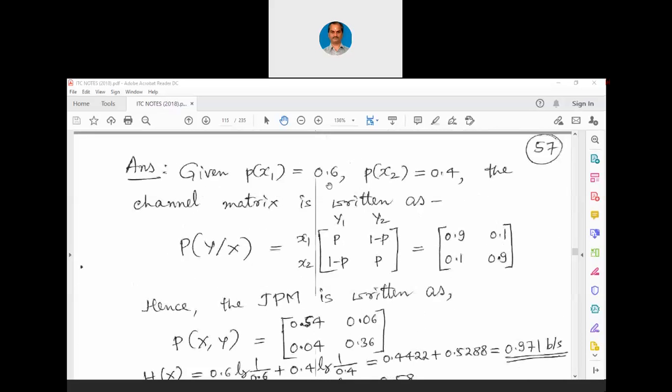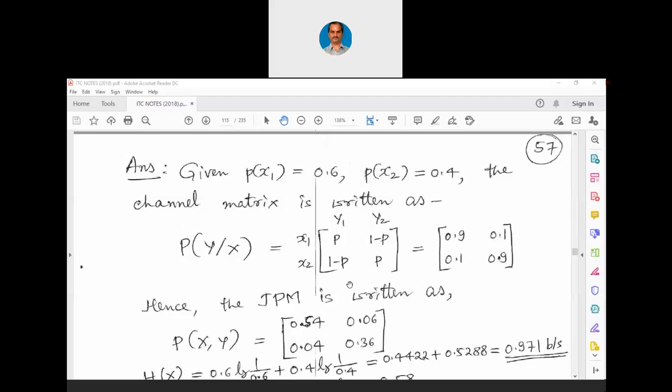Given P(x1) equals 0.6, P(x2) equals 0.4, that is given. The probability of 0 is 0.6, probability of 1 is 0.4 from the source. Now the channel matrix can be written because P is given as 0.9. Capital P(Y|X) equals [P, 1 minus P; 1 minus P, P], because this is a binary symmetric channel. So it is 0.9, 0.1, 0.1 and 0.9.